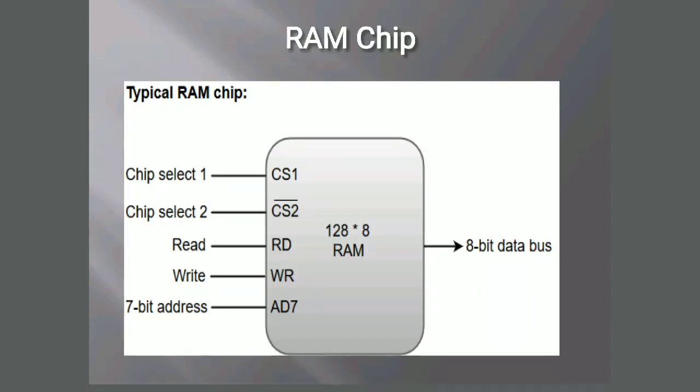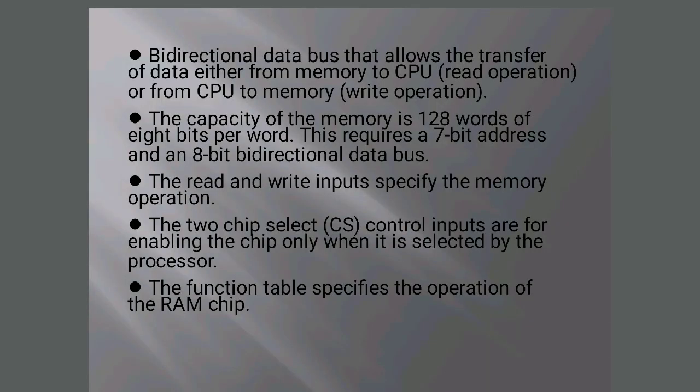RAM chip. It has a bidirectional data bus that allows the transfer of data either from memory to CPU, a read operation, or from CPU to memory, a write operation. The capacity of the memory is 128 words of 8 bits per word. This requires a 7-bit address and an 8-bit bidirectional data bus. The read and write inputs specify the memory operation. The two chip select CS control inputs are for enabling the chip only when it is selected by the processor. The function table specifies the operation of the RAM chip.